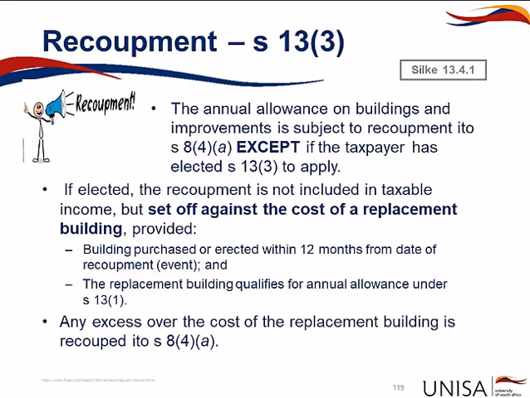That building, in order to qualify, must have been purchased or erected within 12 months from the date of the recoupment, being the date of disposal. And the replacement building must obviously qualify for an annual allowance under section 13(1). Any excess in terms of the section 13 recoupment over and above the cost of the replacement building will be included in terms of section 8(4)(a) straight into taxable income.